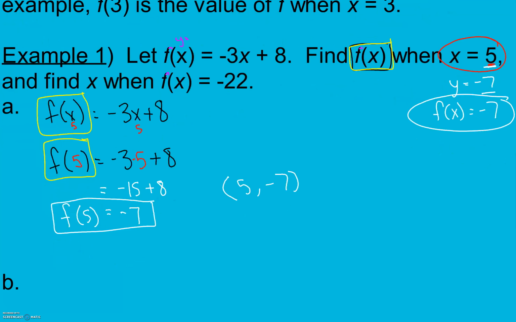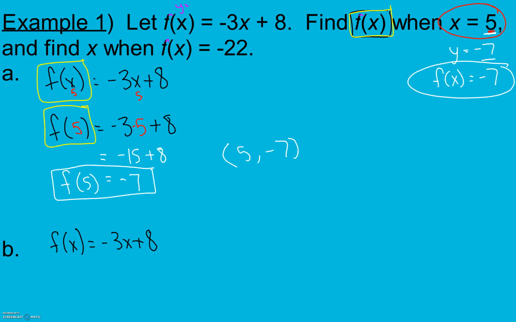In B, we're going to use the same f of x. But here we're looking for x when f of x equals negative 22. What that means is everywhere I see an f of x, I'm going to write a negative 22. So instead of writing an f of x, I'm going to write negative 22. And I keep the rest of my equation exactly the same.